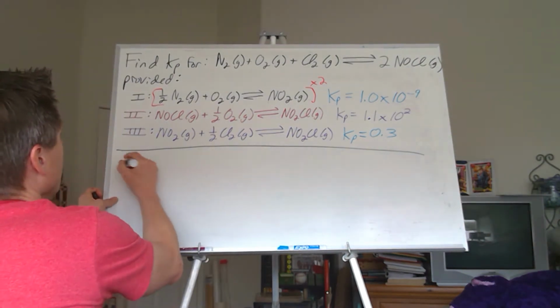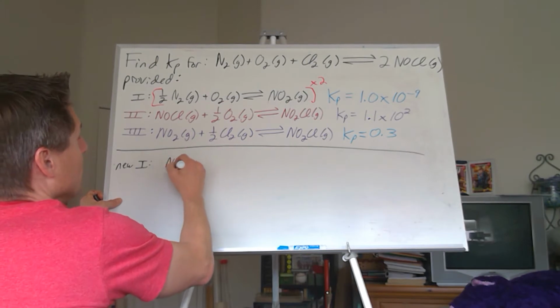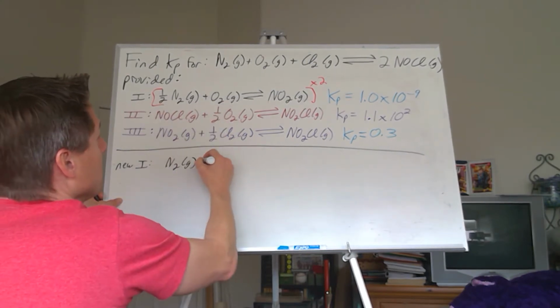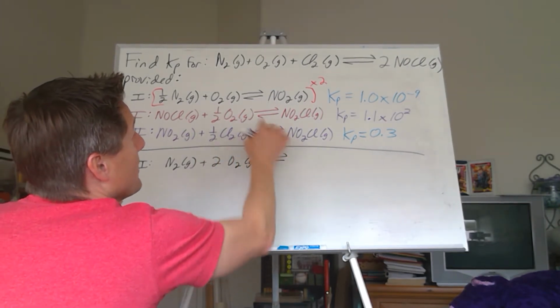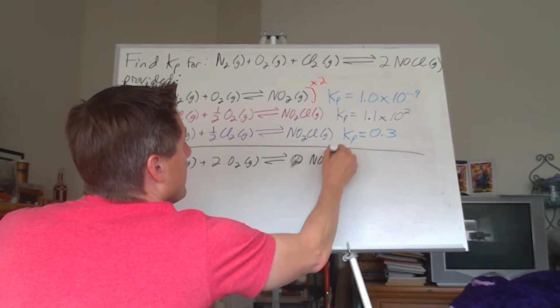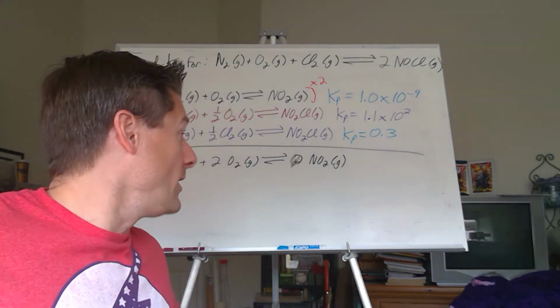So now what I get, the new equation 1, will be 1 mole of nitrogen gas, right? I take 2 times that. 2 times this would give me 2 moles of oxygen gas. And then 2 times 1 would give me 2 moles of NO2 gas. So that's my manipulated equation number 1.